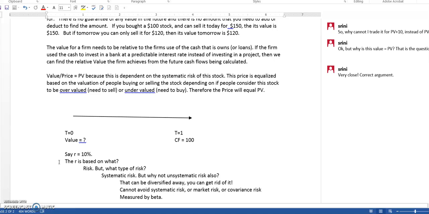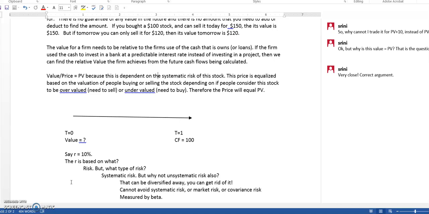So now the question is, this required rate of return R is based on what? Now you've seen in 520 that the required rate of return is based upon risk. Okay, there's a risk-return trade-off. The higher the level of risk, the higher the level of expected return. So the question then is, okay, it depends on risk, but what type of risk? Well, it depends upon systematic risk. So it does not depend upon unsystematic risk.